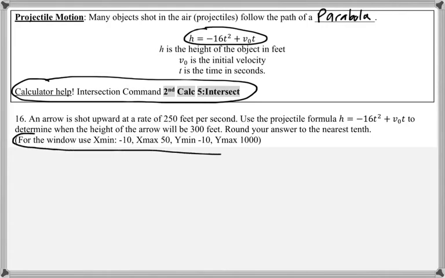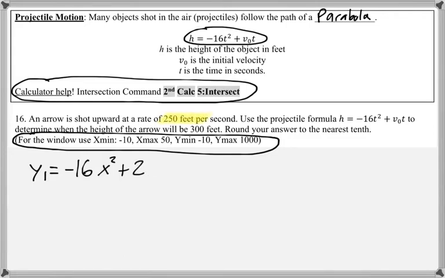So we have a special window here that they want us to use. Okay, so I need to have two functions here. My y1 is going to be negative 16x squared plus, now I'm not going to put v0. They actually need to tell us what v0 is. So what is my initial velocity? That will be the 250 feet. So this is plus 250 times x. I am using this formula, but I'm using x instead of t, and I actually know what v0 is. It's 250 for this problem.